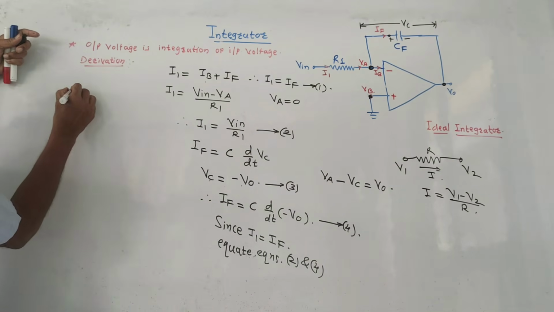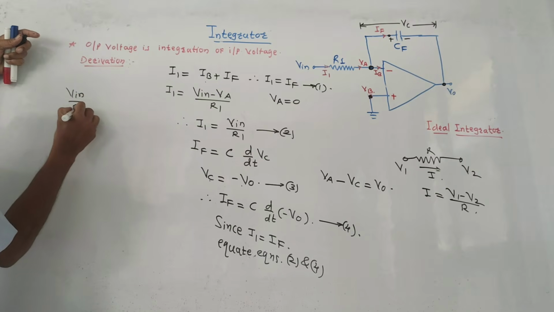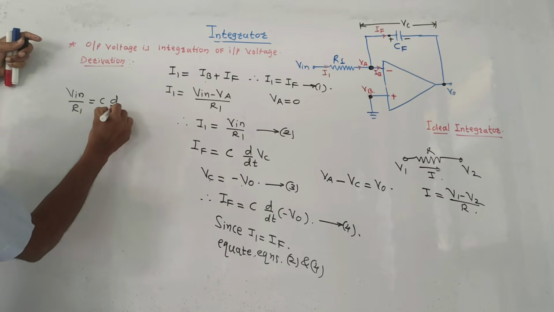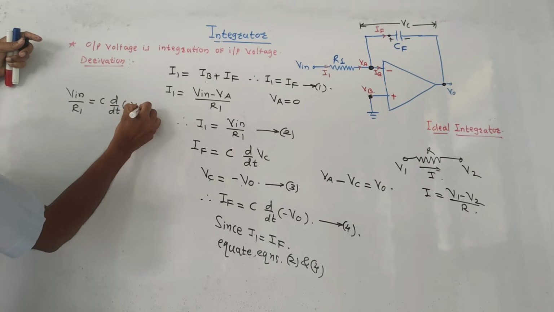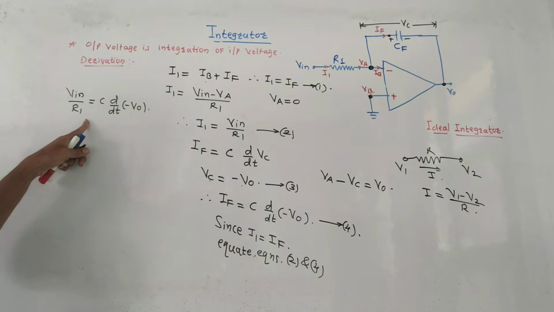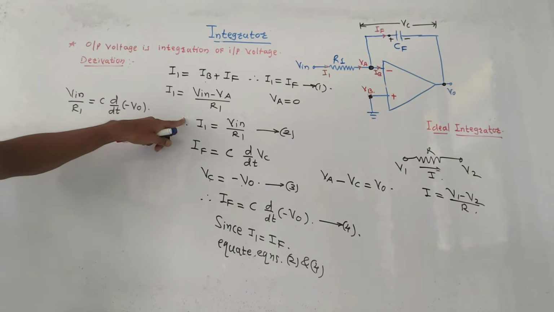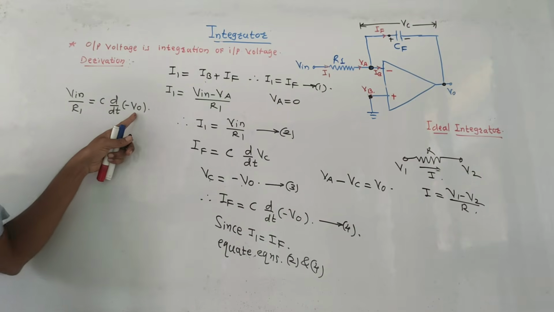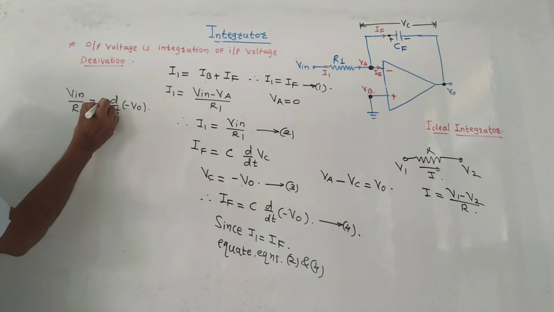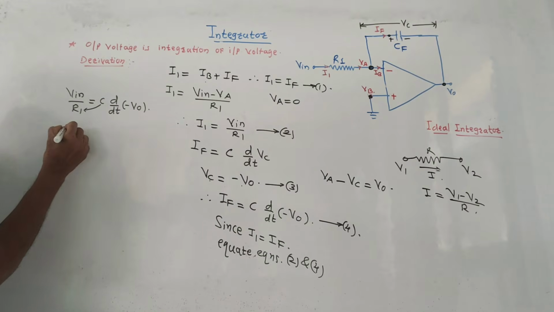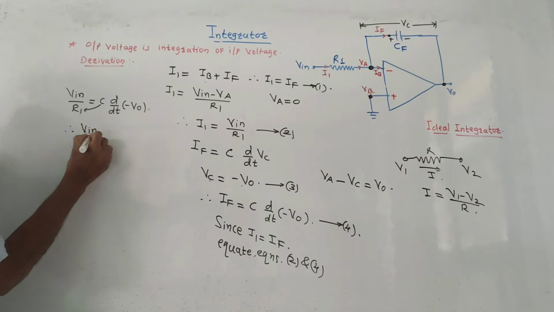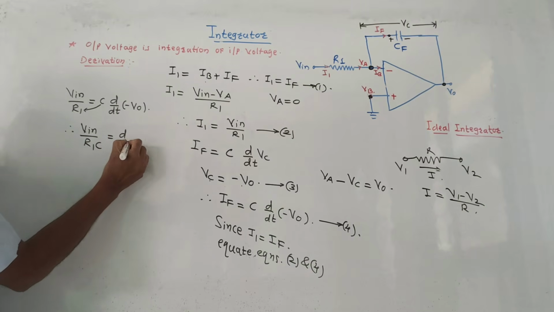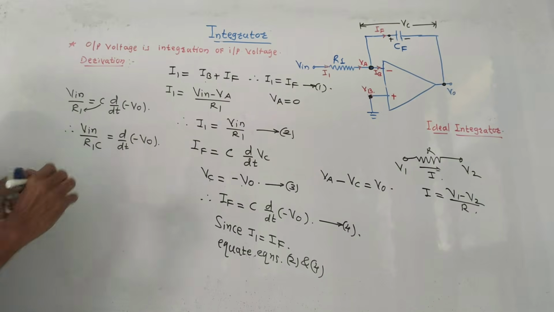So I will write it like this: Vin upon R1, that is equation number 2, is equal to C d by dt of minus V0. This is the equation which we got by equating equation number 2 and equation number 4. Our final aim is to calculate the equation of V0. First, let us transfer this C to the LHS. So I can write Vin upon R1C is equal to d by dt of minus V0.